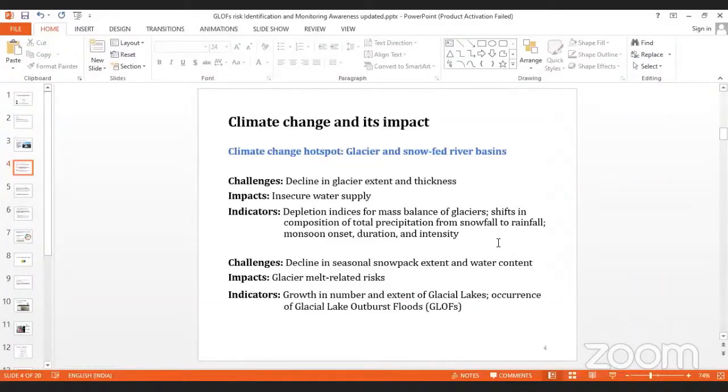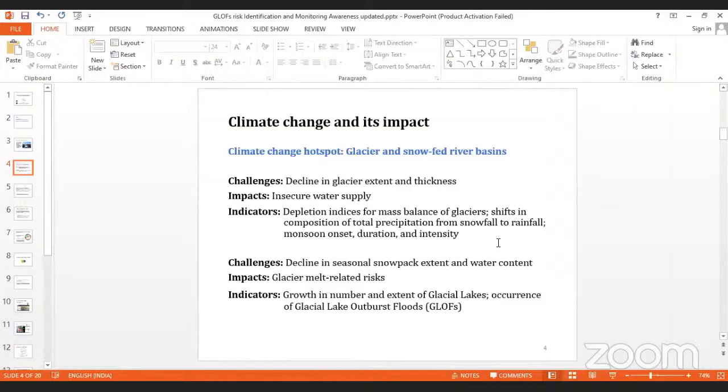The other challenge is the decline in seasonal snowpack extent and changing weather patterns. As we know, the rate of snowfall is changing year by year. So that is again one challenge, and in that way it impacts glacier melt related risk. For that, we found the indicators are related to the growth in the number and extent of glacial lakes, and occurrences of glacial lake outburst floods, etc. These are the main indicators.